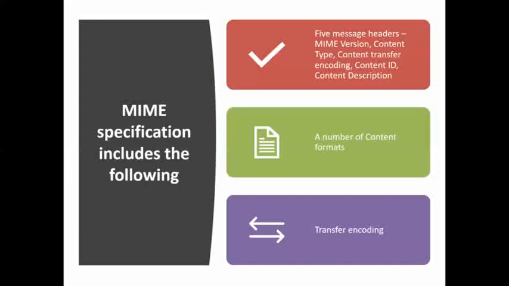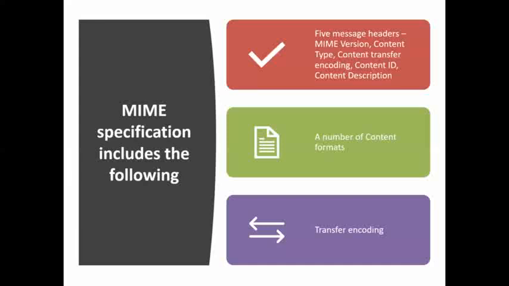Then content ID. Why do we need content ID? It is used to identify MIME entities uniquely. To identify MIME entities uniquely, we need content ID. Then why do we need content description? It will provide a textual description about the object. Suppose the object is not in a readable format, then it gives a textual description about the content. That is content description. All these fields provide information about the body of the message. That is the five message headers.